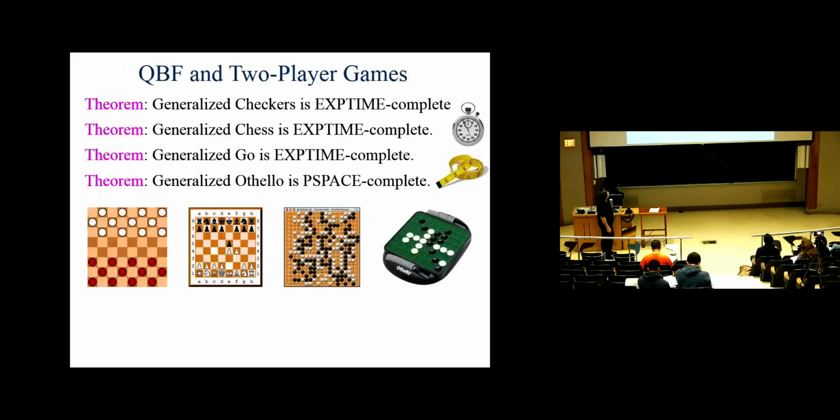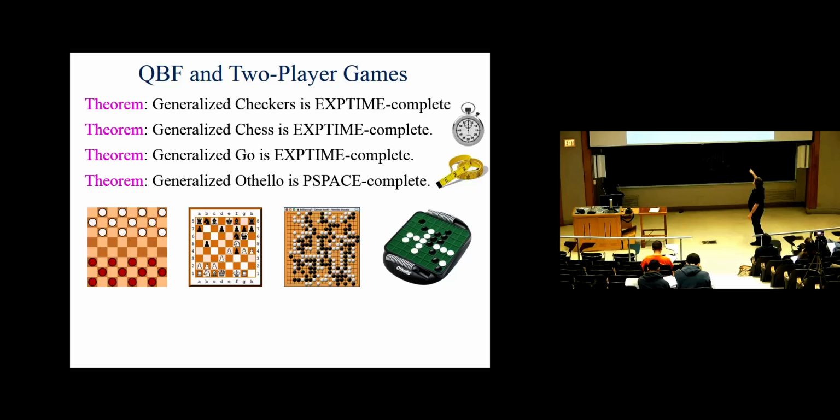But some common games fall into these complexity classes. So let me just say that generalized checkers is exponential time complete, just like traveling salesman is NP-complete. And there are problems which are P-complete. For generalized checkers, you have an n-by-n board. The rules kind of remain the same, the obvious rules. Generalized chess is exponential time complete also. Generalized Go is exponential time complete. Generalized Othello is polynomial space complete, it turns out.